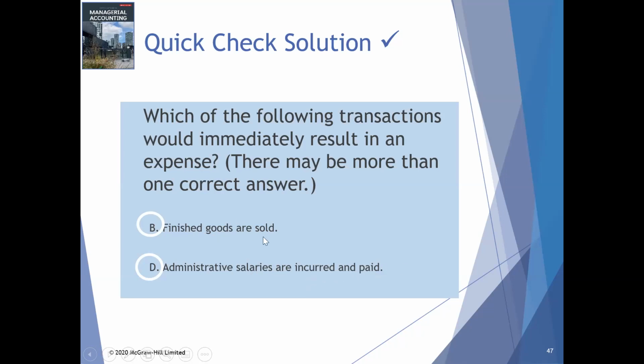So once the finished goods are sold, definitely, if one car is sold, what will be the cost of the car? Cost of the car is $50,000, sold at $55,000. It's different, right? But once the car is sold, there will be some cost of the car. So cost of the car is expenditure, very simple. And salary incurred and paid is also expenditure. So once the goods are sold, there will be expenditure for manufacturing those sold goods, right? So that's why B and D is the right answer.